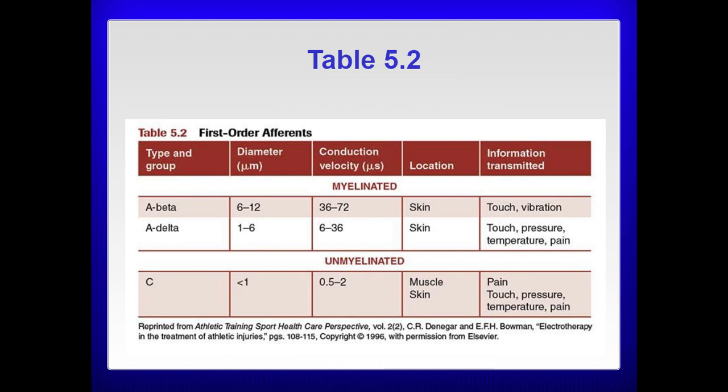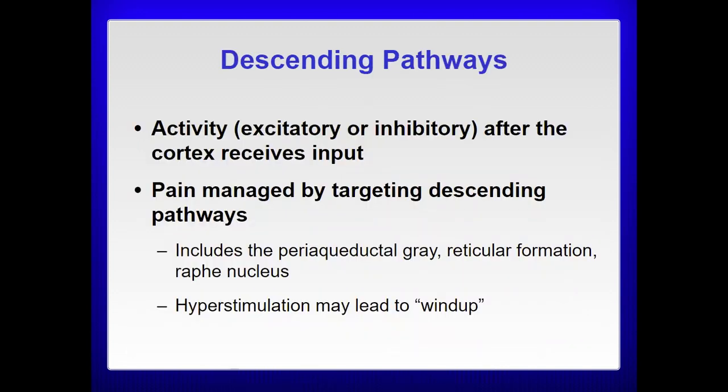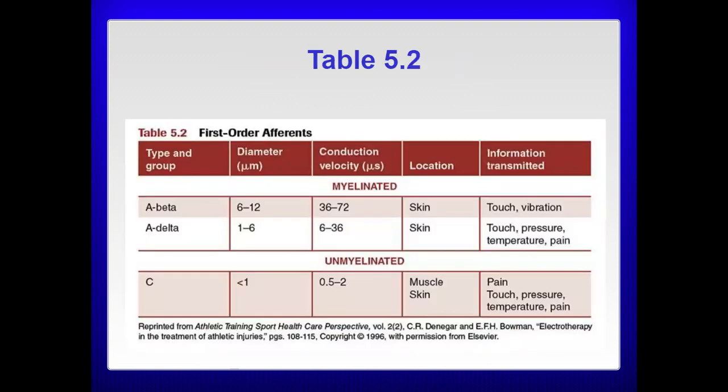Again, our A beta, our A delta, and our C fibers. Knowing the difference. You don't need to know the exact numbers for size, but you should know which one's bigger and which ones are not, which ones are myelinated, unmyelinated, and what do they transmit. Fast or slow. So I'll go back a little bit, okay? Again, so that's an afferent pathway.